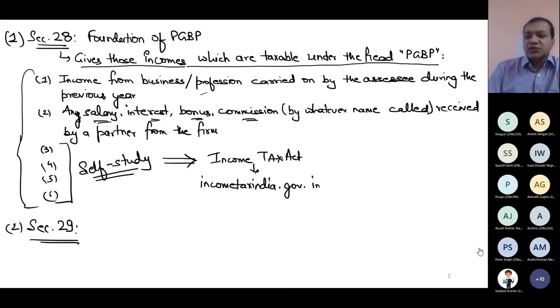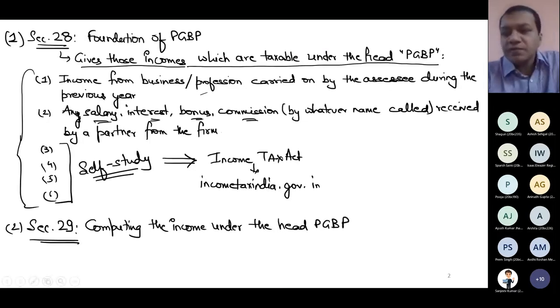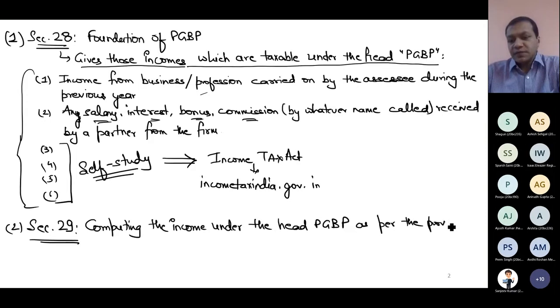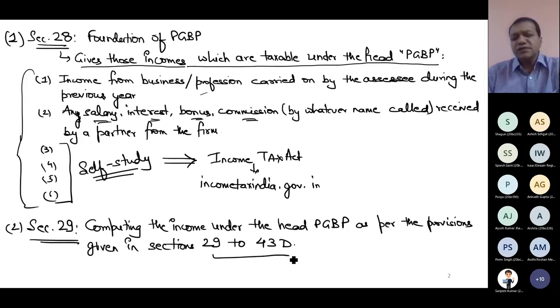Directly the calculation starts. Section 29 simply talks about computing the income under the head PGBP as per the provisions which are given in coming sections, as per the provisions given in sections 29 to 43D. That's it. So it only says that you simply read the provisions of these sections. Now, before directly going, not from section 29, it is section 30 to 43D.